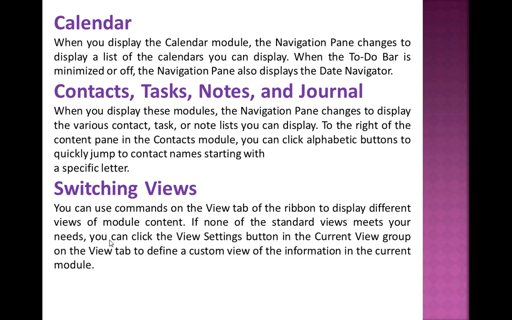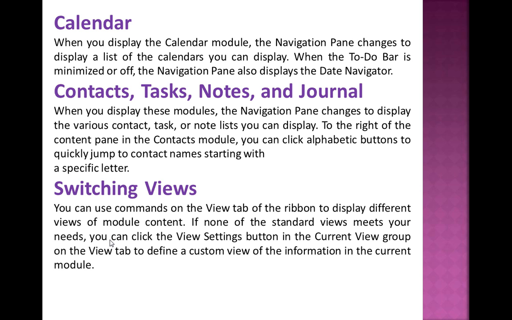Then calendar. When you display the calendar module, the navigation pane changes to display a list of calendars you can display. When the to-do bar, which represents what to do at what timing, is minimized or off, the navigation pane also displays the date navigator. There is a calendar facility in Outlook from which we can remember that on the 10th of August I will mail this, on the 15th of August I will mail this, on the 16th of September I will mail this. In the same way, the calendar is used in Outlook for remembering purposes.